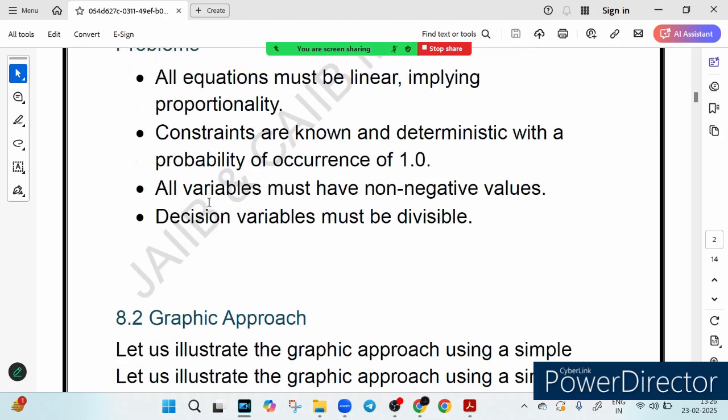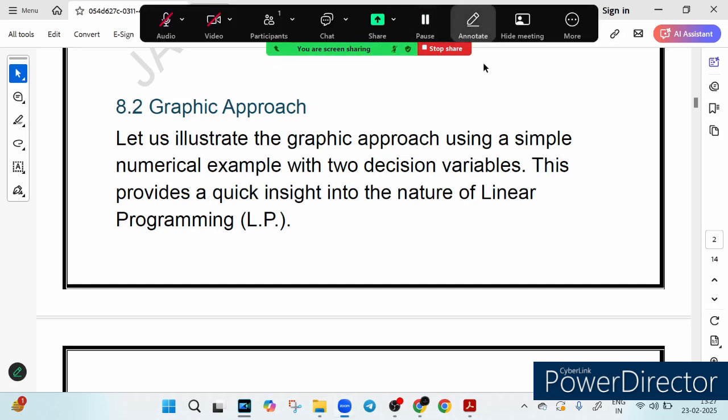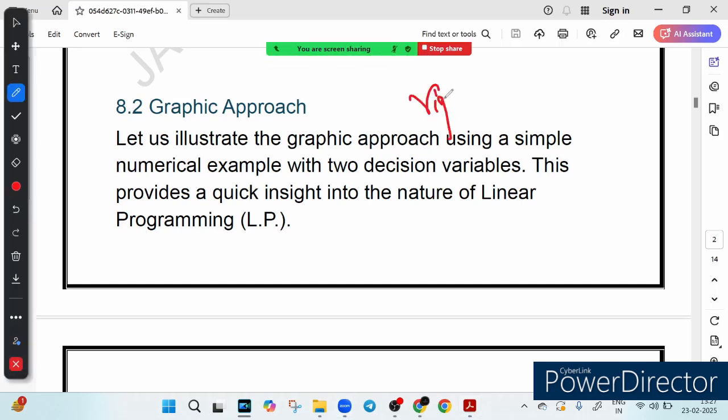Now let's look at the first approach that we have. This is nothing but the graphic approach. So let's discuss it now. Have you ever wondered how businesses decide the right mix of products to maximize profit? So the question is the right mixture of products to maximize profit. How do businesses decide the right mix of products?